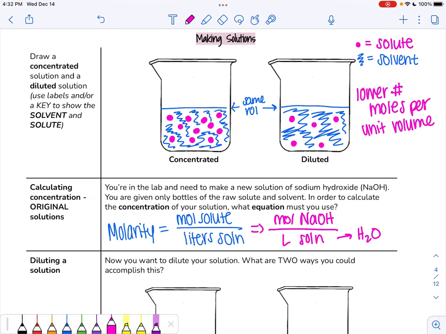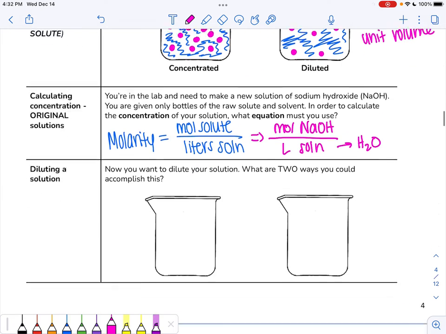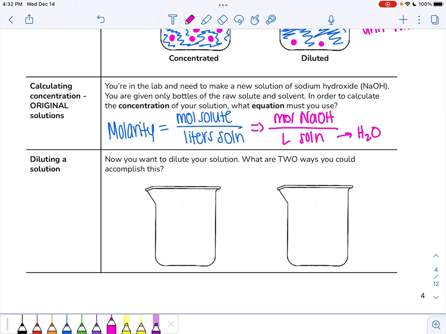So let's say that I want to now make a solution that is diluted from my original one. I want my concentration to be lowered. How can I do that? Pause the video here, think for a second what that would look like in the beaker and how I could possibly accomplish that. Then come back to check your prediction.